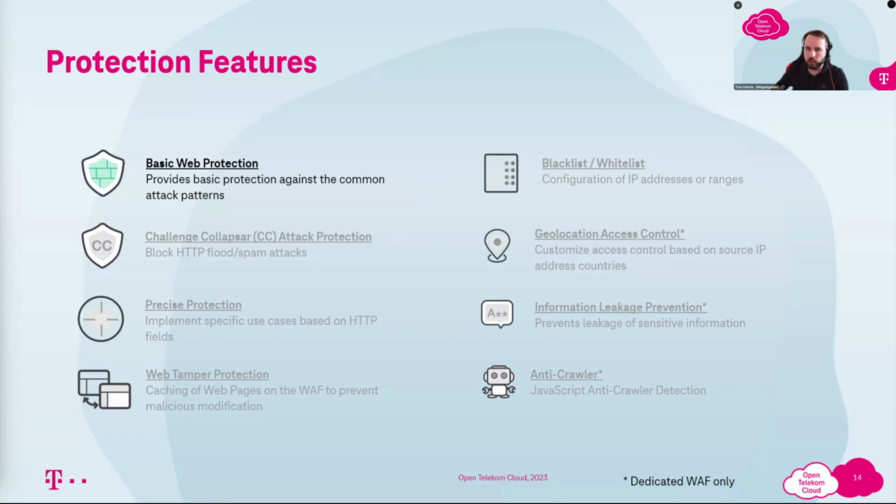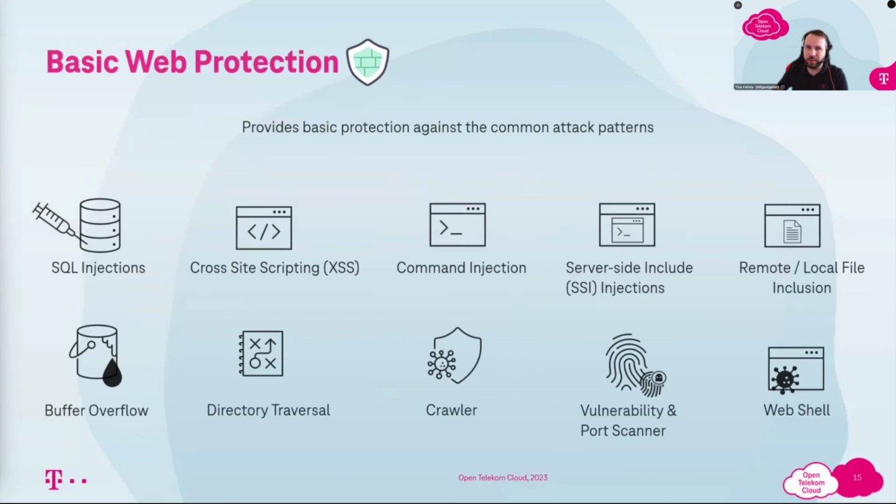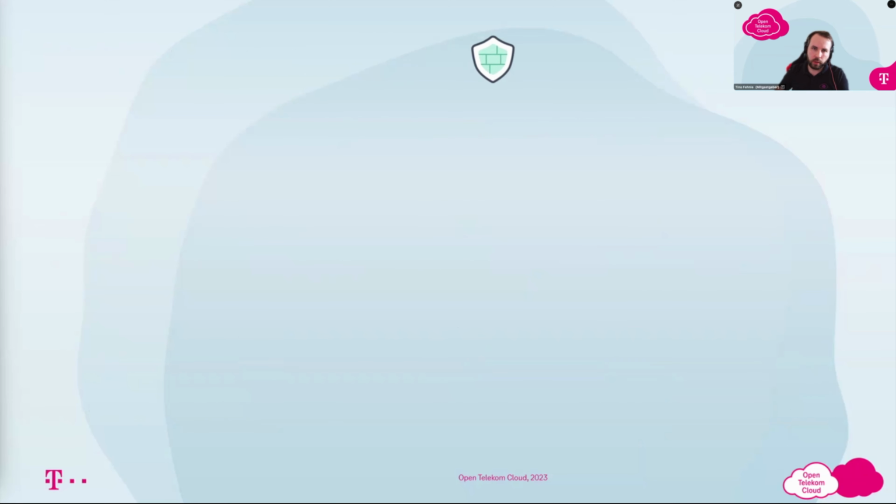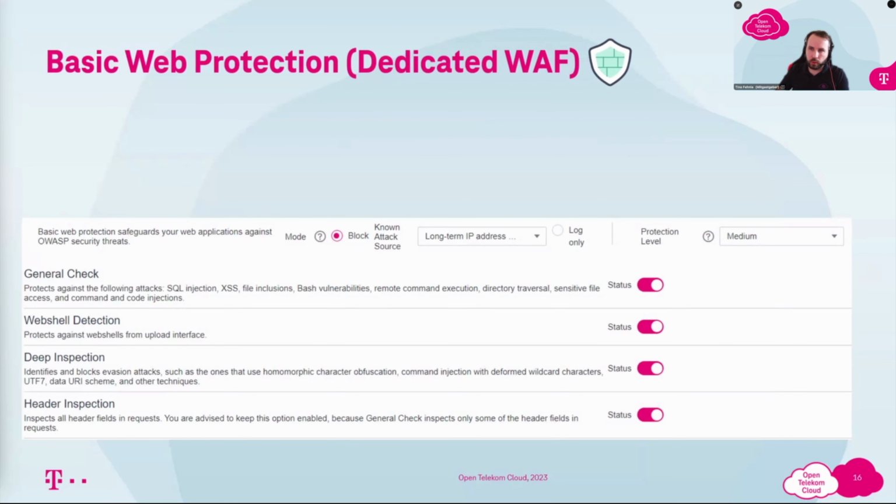This is really, like the name suggests, a basic web protection against the common attacks like SQL injections, cross-site scripting, crawlers, web shell, buffer overflow. So these are really the basic things you should enable, or which are also enabled by default to protect against the common attack patterns. When you open the WAF on the console, it looks like this. So you have multiple options. The first one is the general check, then also web shell detection, deep inspection, and header inspection.